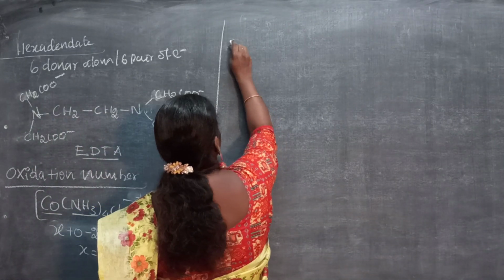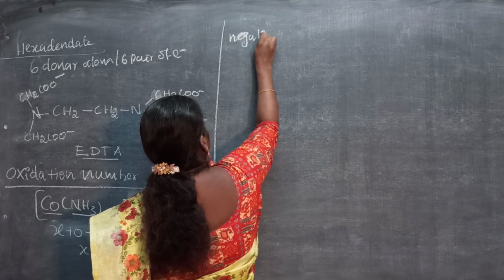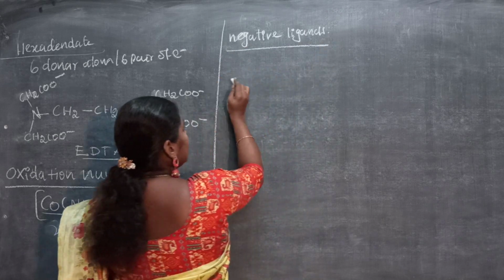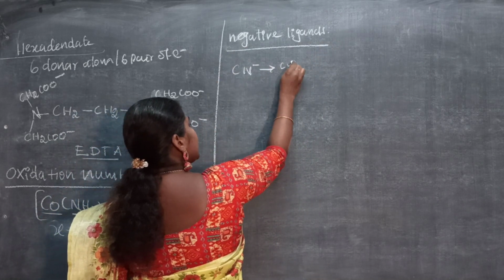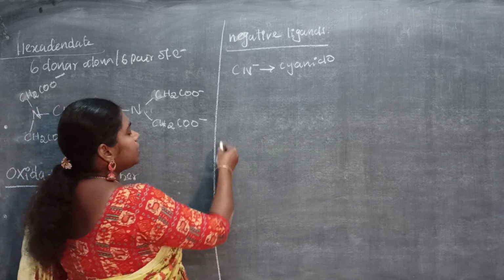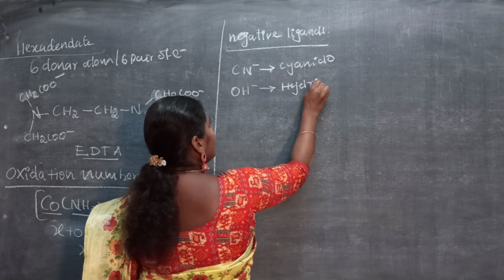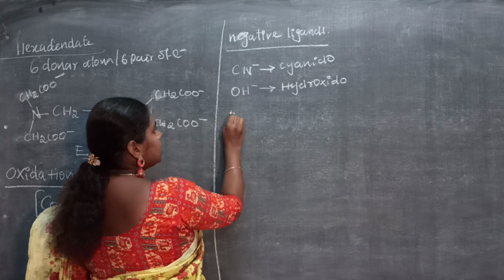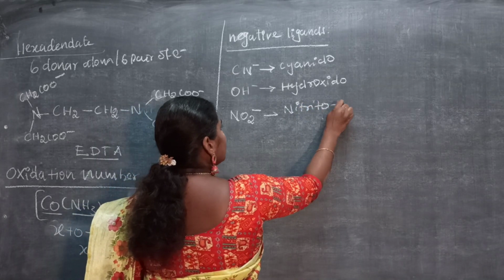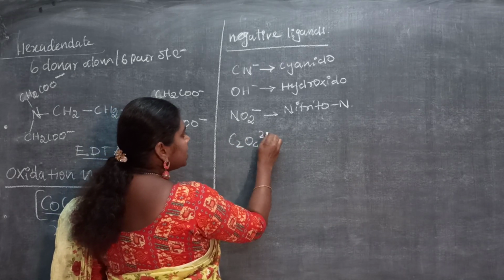So before naming the complex, list out the negative ligands. For CN minus, the name we use is cyanido. Earlier it was cyano, but now cyanido is used. Then hydroxido. Then NO2 minus is nitrito-N. Next, C2O4 2 minus is oxalato.